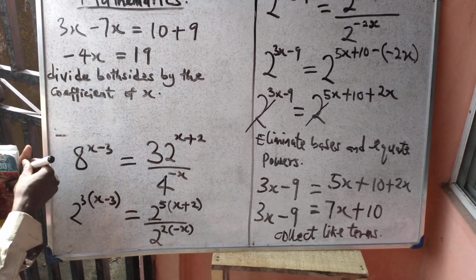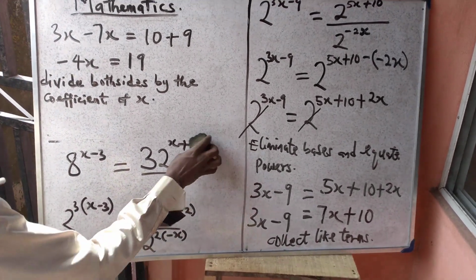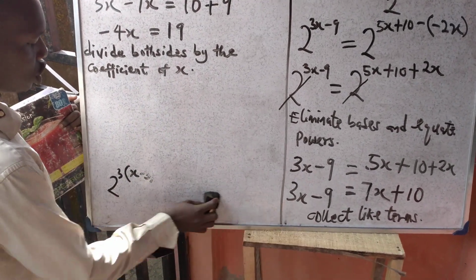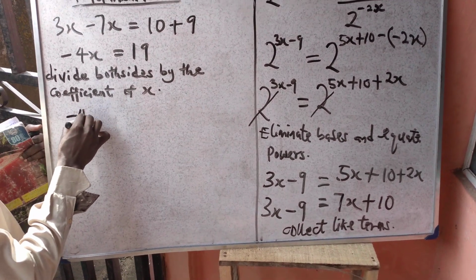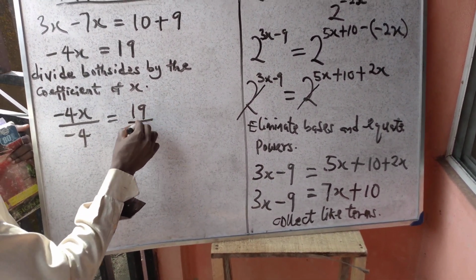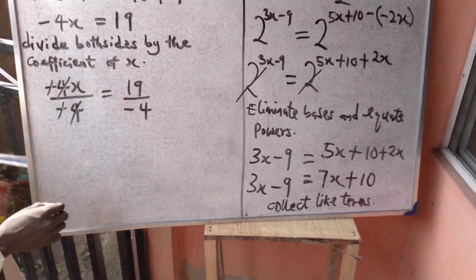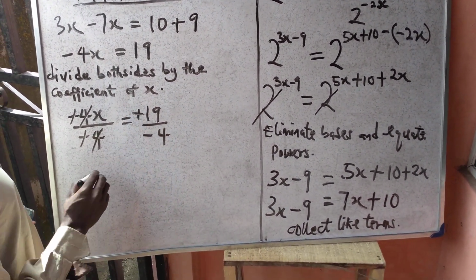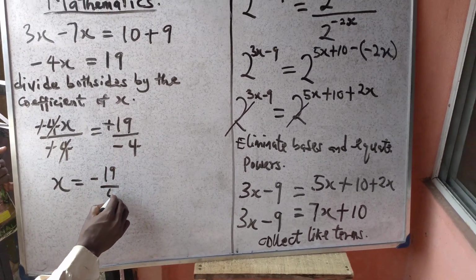Now the coefficient of x is minus 4. Now dividing both sides by minus 4, we'll arrive at minus 4x divided by minus 4 is equals to 19 divided by minus 4. This minus will cancel minus, 4 will cancel 4, and of course this is positive. So if plus divided by minus is minus, that means that x will be equals to minus 19 over 4.